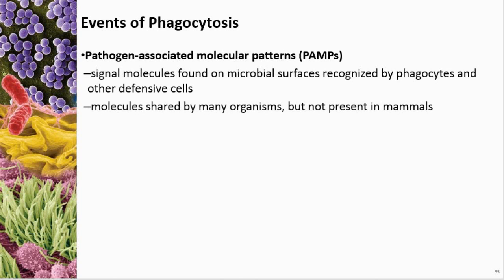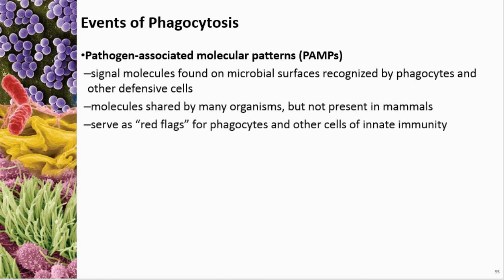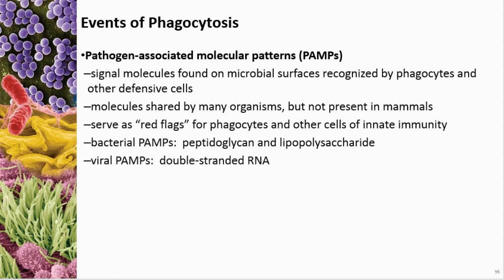So these are molecules that a lot of microorganisms have on them, but that mammals do not. As we've mentioned earlier, they're the red flags for the innate immunity, right? The built-in immunity that you're born with. So this part does not have to be learned. On bacteria, it's the peptidoglycan and the lipopolysaccharide of the cell wall. Viruses, though, don't have a cell wall, and so what is recognized as the PAMP on viruses is the nuclear material.